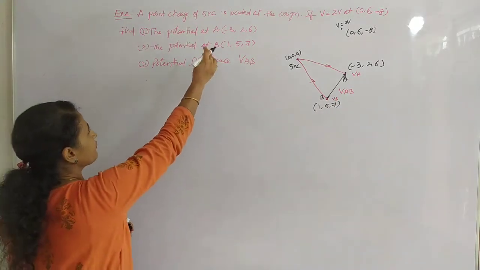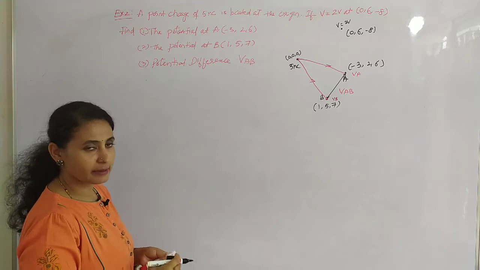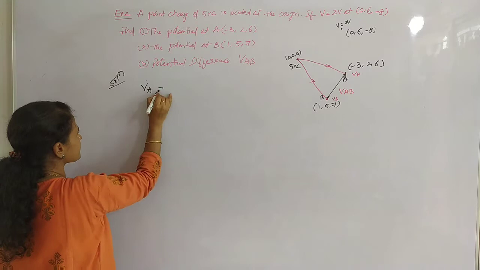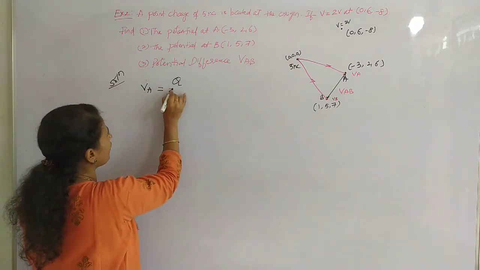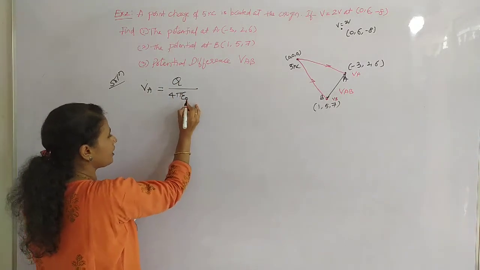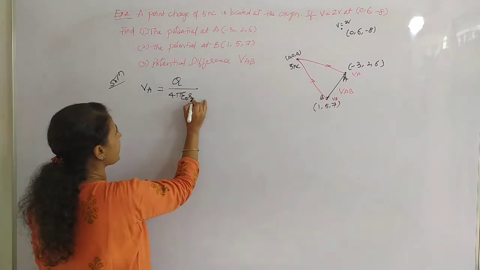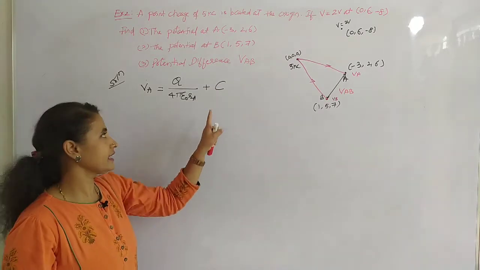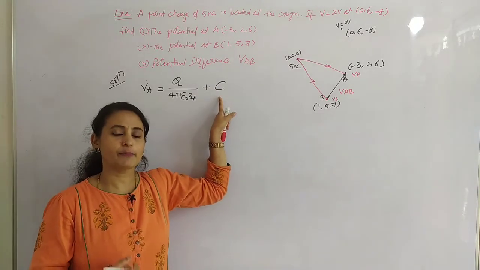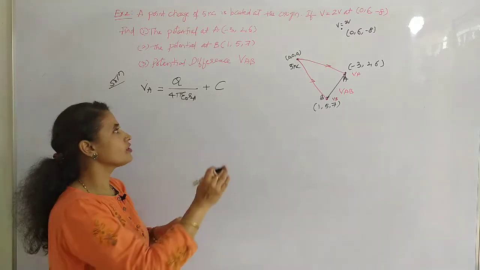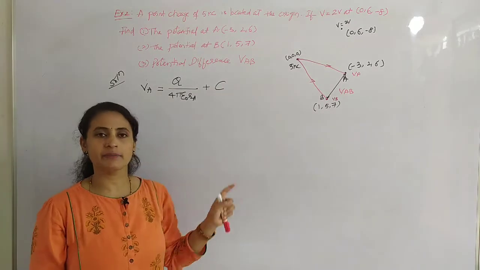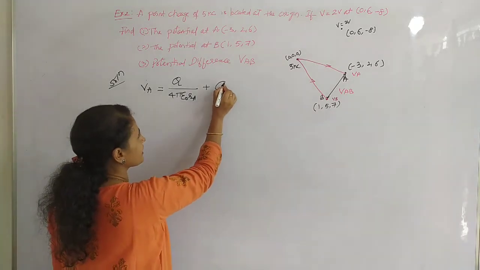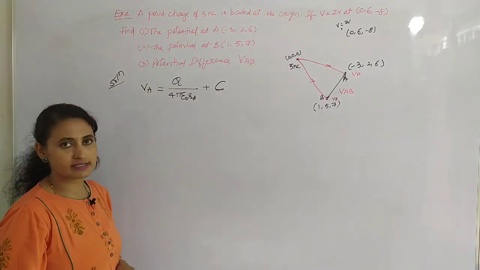If we want to find the potential at a point A or B, what is the general formula? The potential at any point is given by Q upon 4 pi epsilon naught RA, where RA is the distance, plus C. The C indicates that the potential at infinite distance is 0. In the previous case we didn't consider this term as it became 0, but here they didn't mention that the potential at infinite distance is 0.